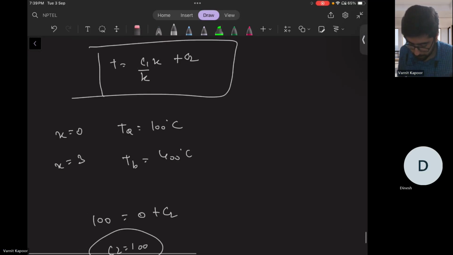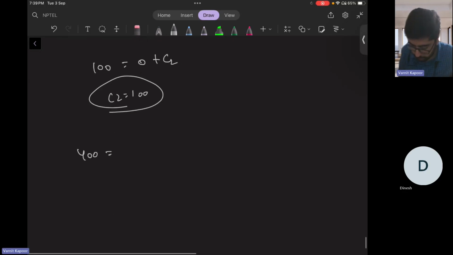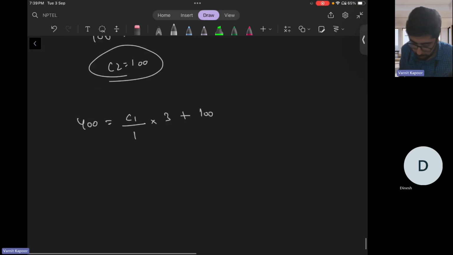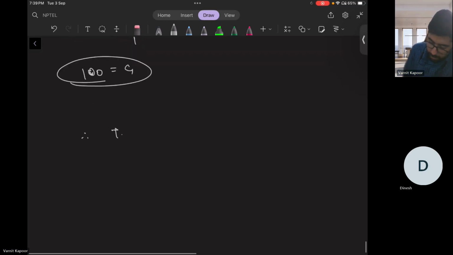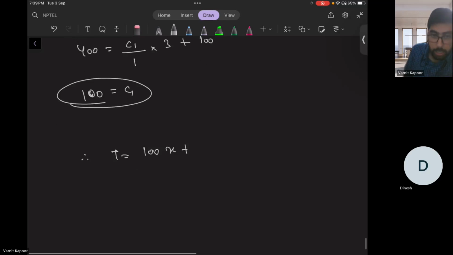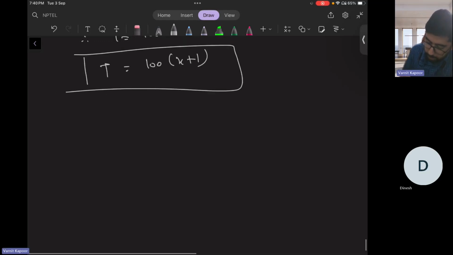At x is equal to 3, T is 400. So 400 is equal to C1 by k times 3 plus C2. C1 you don't know. k is 1, C2 is 100. So 400 minus 100 is 300, divided by 3, so C1 comes out to be 100. So the equation is T is equal to C1 by k x plus C2, that is 100 by 1 x plus 100. So that is 100 into (x plus 1). This is your equation. Now you get the values at all the points.